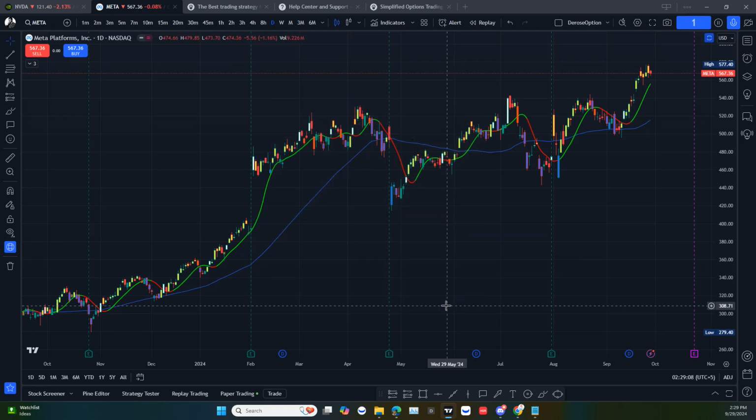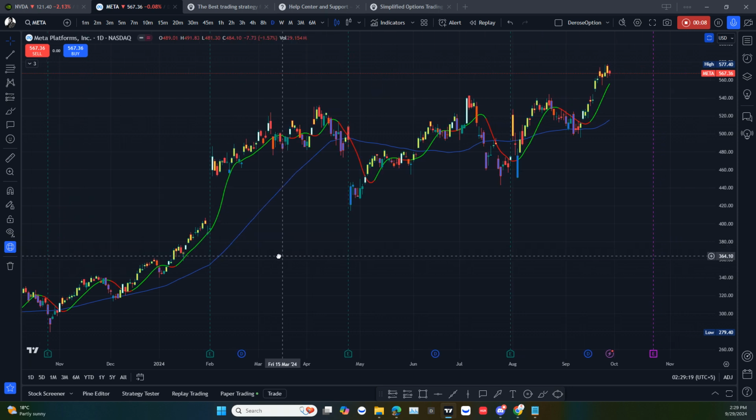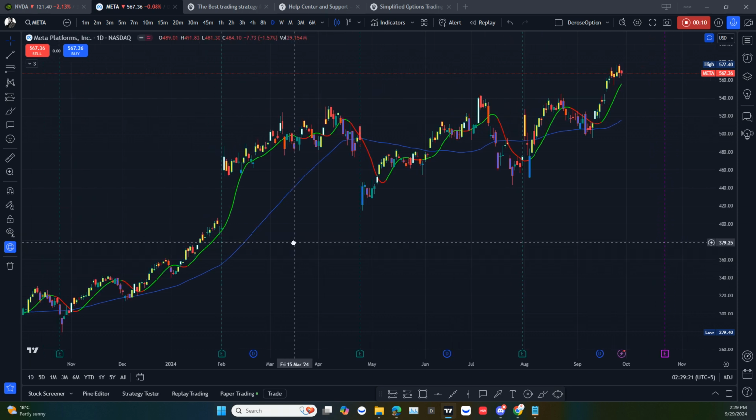Do you need a clear way to find support and resistance levels? Well, let me show you how to spot them and draw them on your chart, which should work on any trading platform that you're using. In this case, I'm using TradingView as my trading platform.